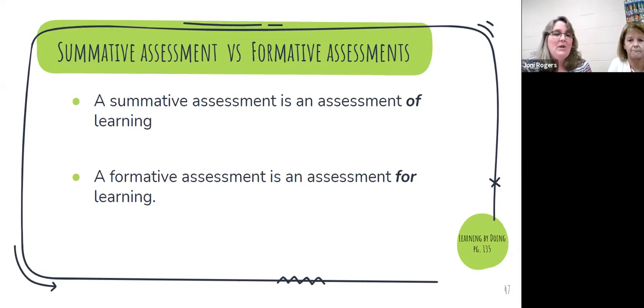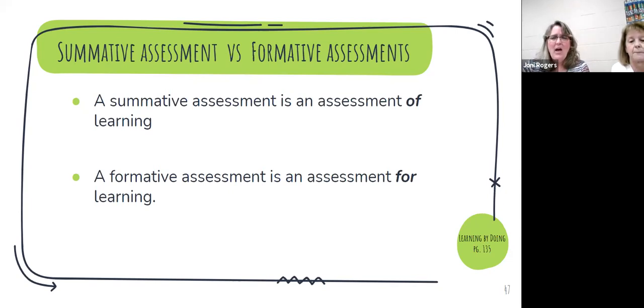But like we talked, a summative assessment is an assessment of learning, okay? It's everything that we've learned. A formative assessment is assessment for learning. That's during the process. What are we looking for? We're looking for the data in that formative assessment.